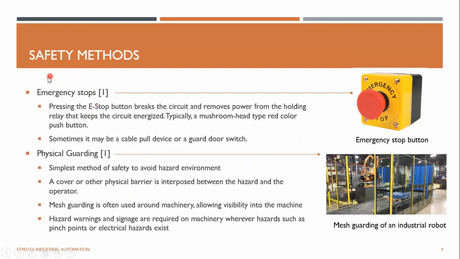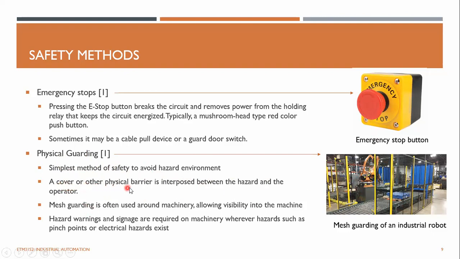There are plenty of ways of implementing safety in industrial automation. One thing is having emergency stop buttons. Pressing this kind of push button allows the system to stop instantaneously. The other way is having physical guarding; when you have a robotic system, you can guard it using a fence. It's a very simple and pretty cheap method, but it's very good.